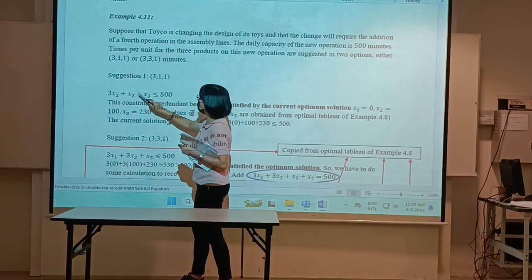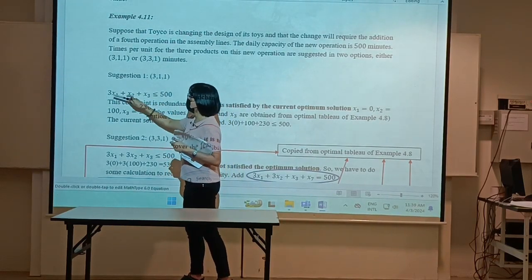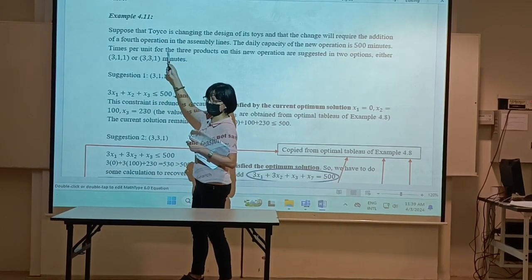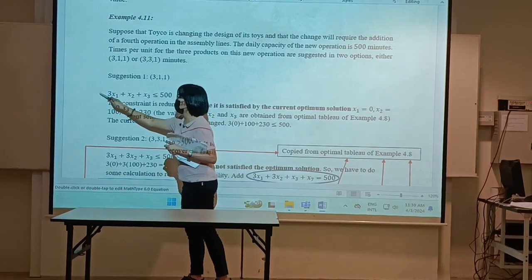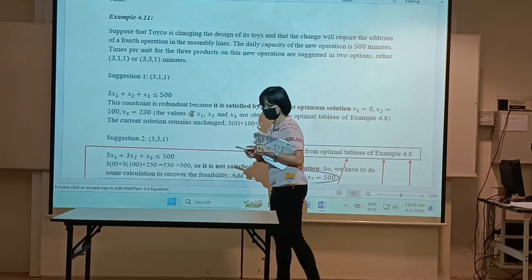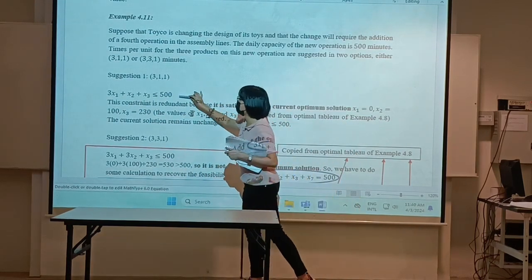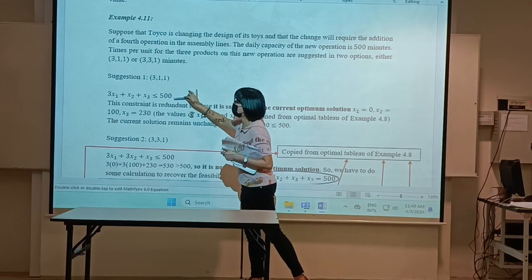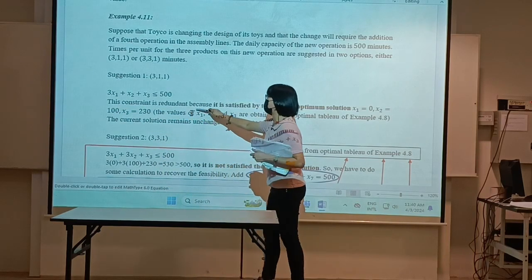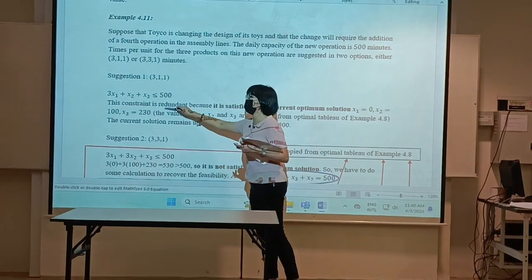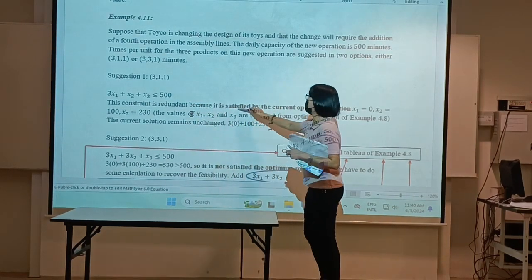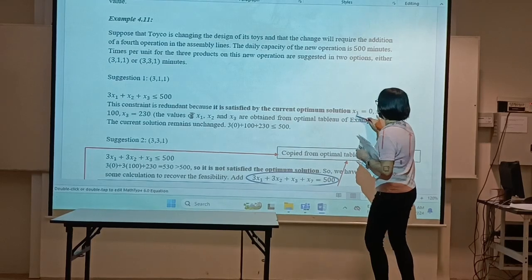If you want to know what your x1, x2, and x3 are, you can scroll up to the definition in example 4.8. So this is the first suggestion: 3x1 plus x2 plus x3 less than or equal to 500. Let's say we want to add in this new constraint. Then we are going to see what happens. This constraint is redundant. Redundant here means something that is extra. You are not going to use it at all, because it is satisfied by the current optimal solution.